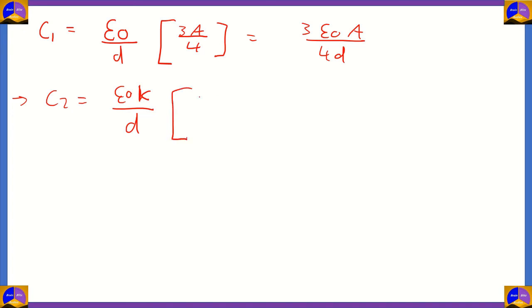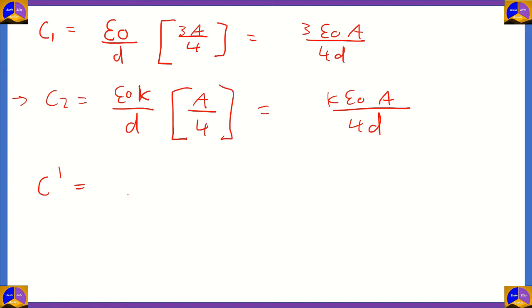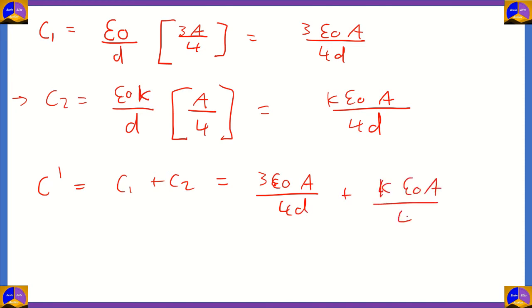And since the dielectric occupies 1/4 of the space, 1/4 of the area of the plates, you will write A by 4 inside the bracket for area. So you will get K epsilon naught A divided by 4D. Now we just need to add these two to get C dash. So C dash is equal to C1 plus C2, which is 3 epsilon naught A divided by 4D plus K epsilon naught A divided by 4D.